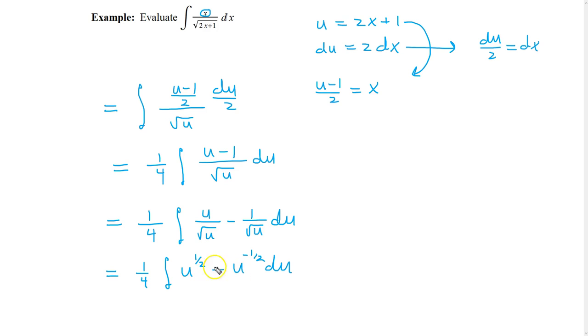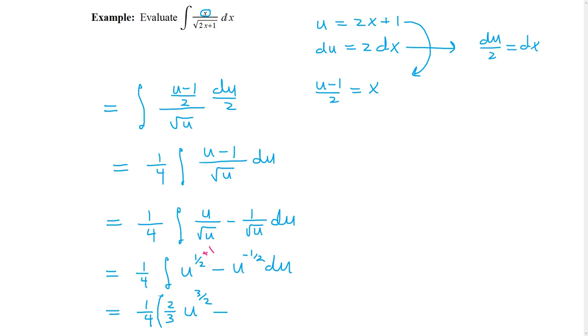Now we can integrate each of these using the power rule for integrals. And so this will become, let's see, the first term is going to be u to the 1/2 plus 1. That's going to be u to the 3/2. And then we need to multiply that by 2/3. That's the same as 1 over 3/2, or if we think of differentiating this, dropping the 3/2 down, the 2/3 will cancel with that 3/2.